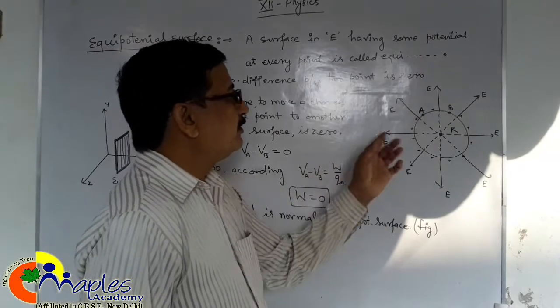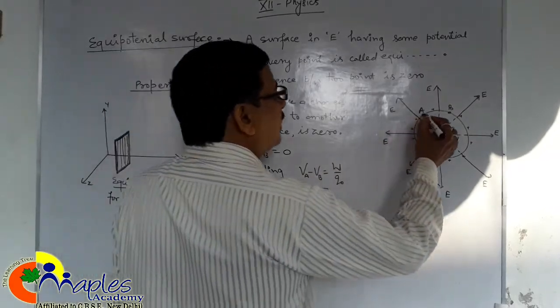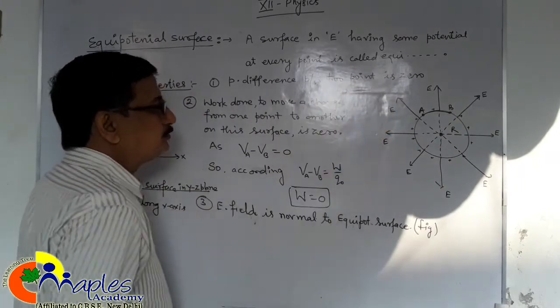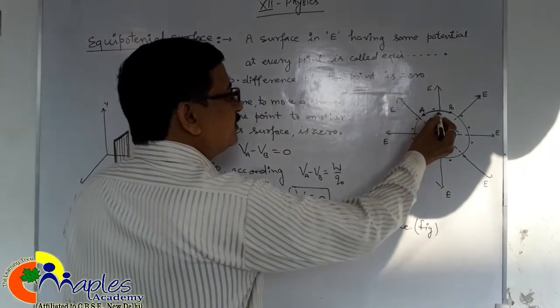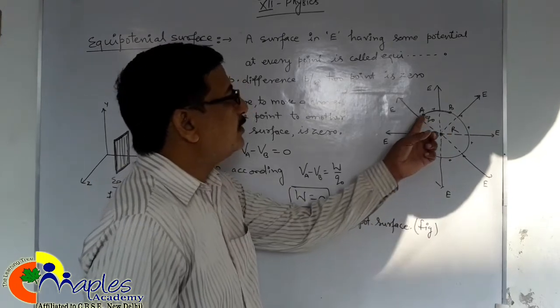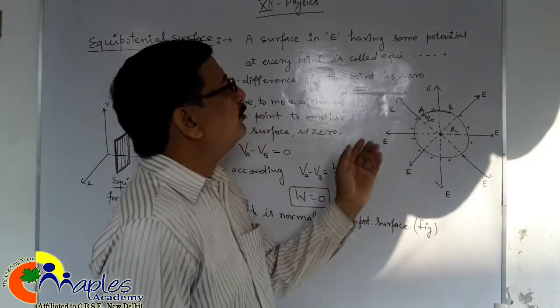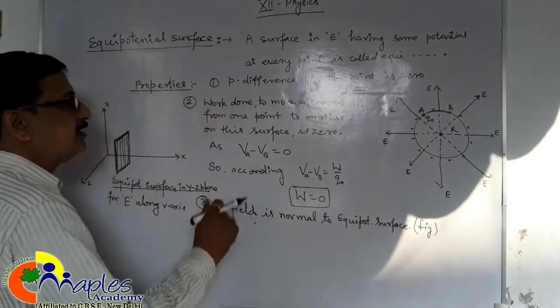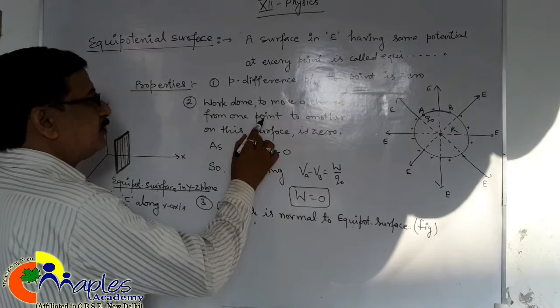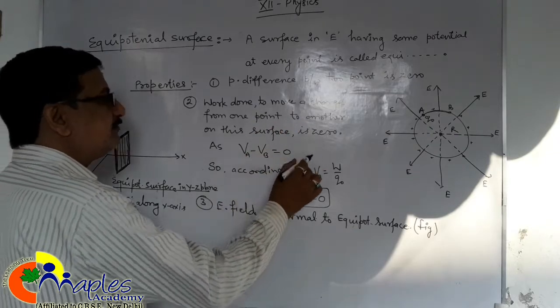Potential is the same everywhere, so the potential difference between 2 points is 0. As the potential difference is 0, if we move a test charge from A to B or B to C between 2 points, then the work done will be 0. So the work done to move a charge from one point to another on this surface is 0.